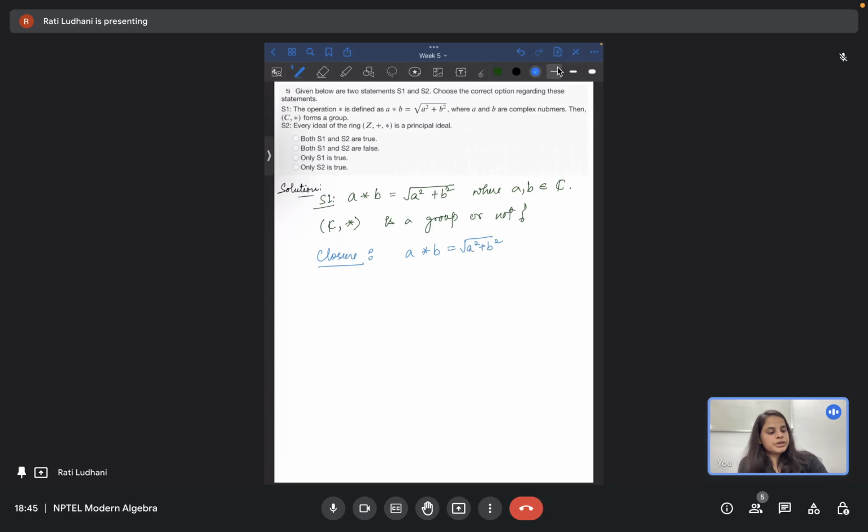So you have some random elements A, B in C which are complex numbers. Then A star B is this element. Whatever you get, the root of something is also an element of C, right? Inside this, whether you get negative or positive, you don't have to worry. You always have this element in your complex numbers, because if it is minus of something, then you have iota, which is also a complex number. So closure is fine. What about associativity?